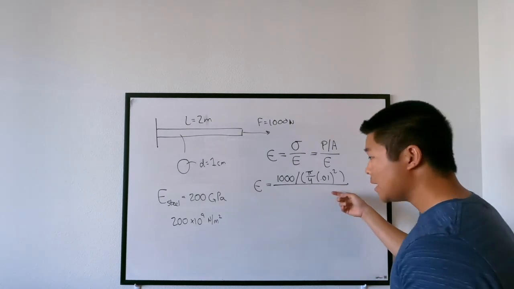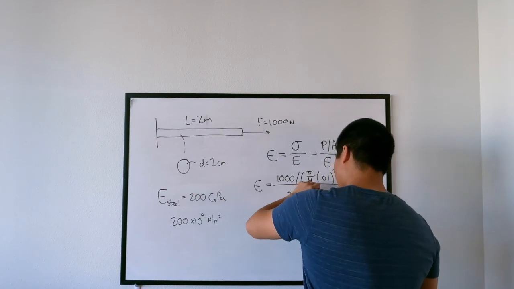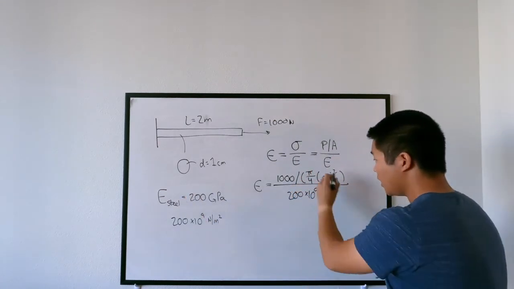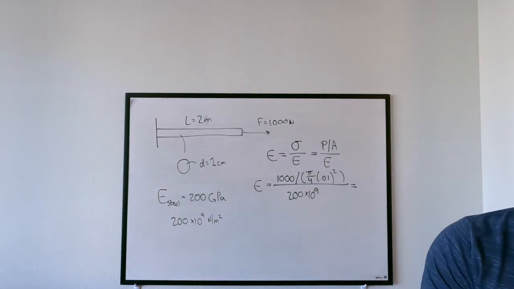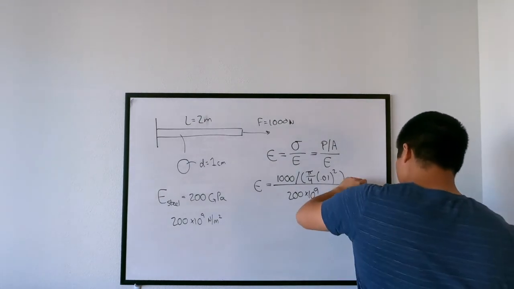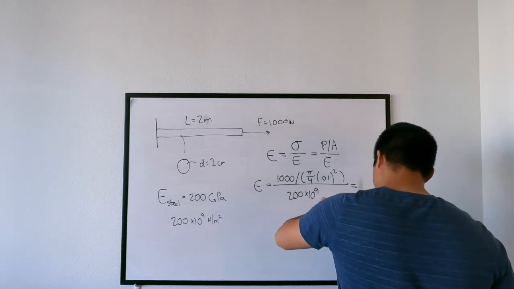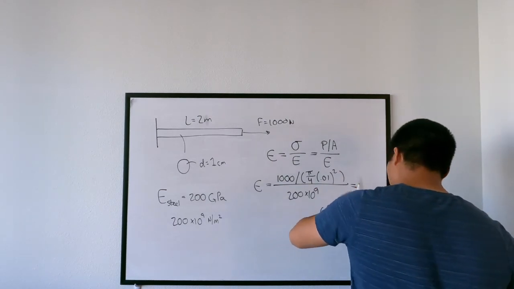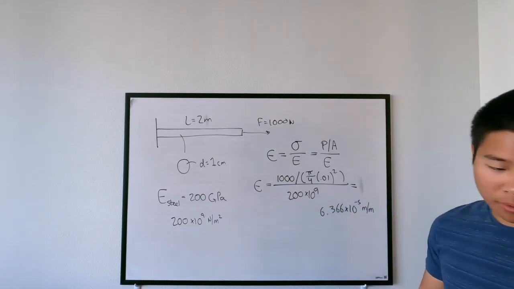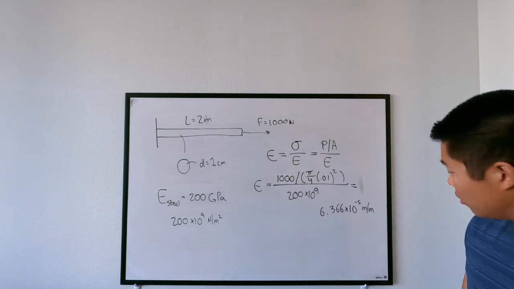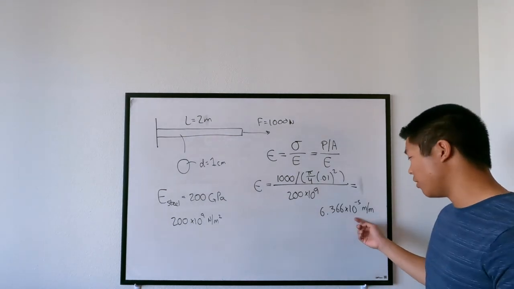Divided by E, which is 200 times 10 to the 9th newtons per meter squared. If I solve this out, I get 6.366 times 10 to the negative 5 meters per meter, or millimeters per millimeter. So a pretty small strain, all right?